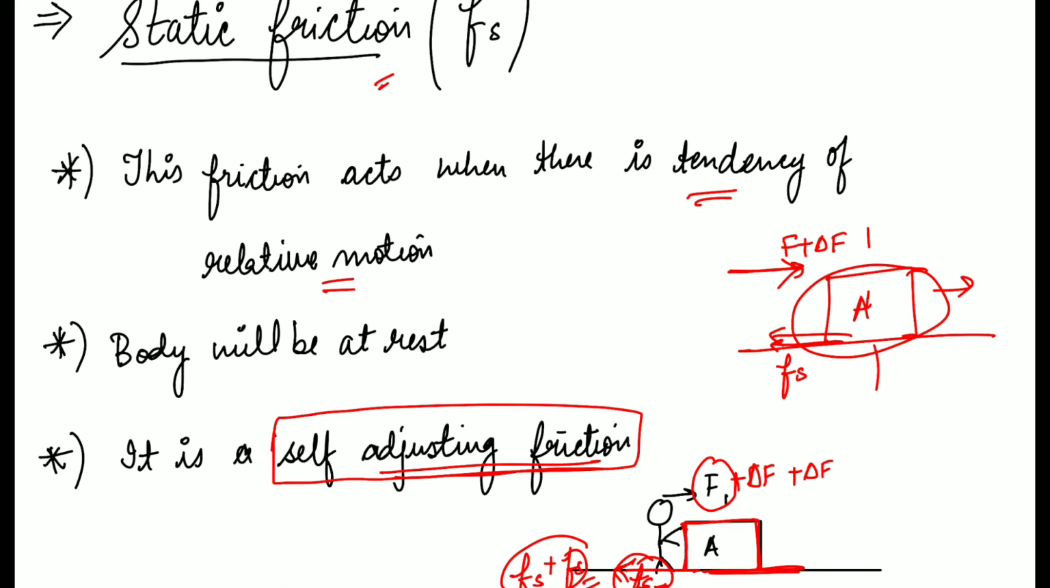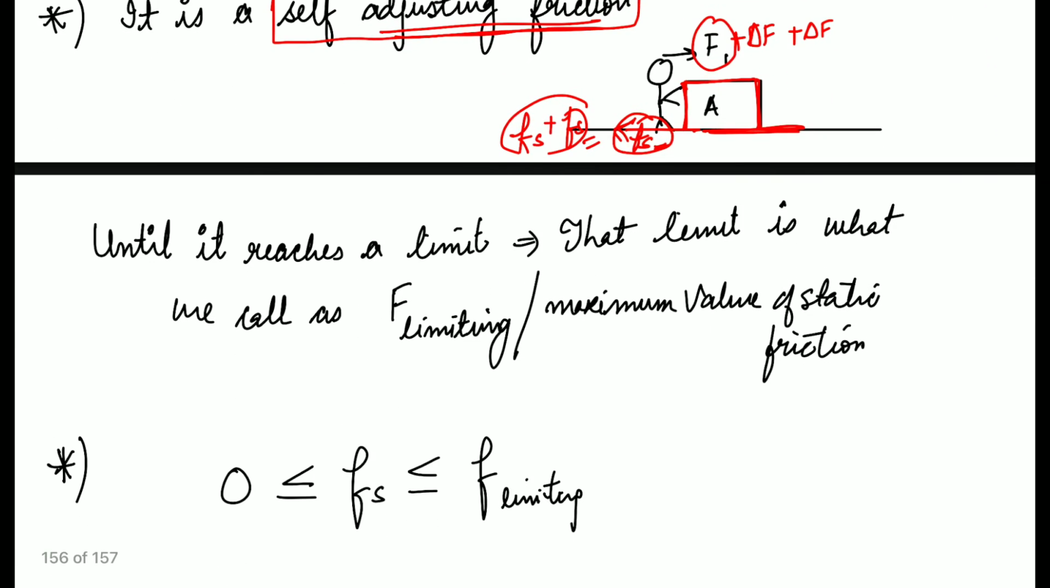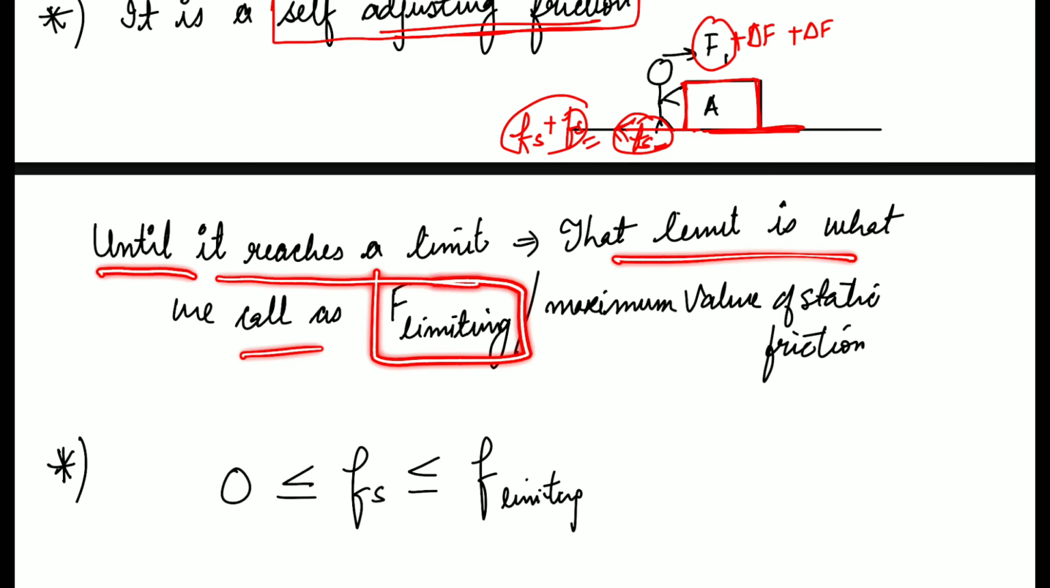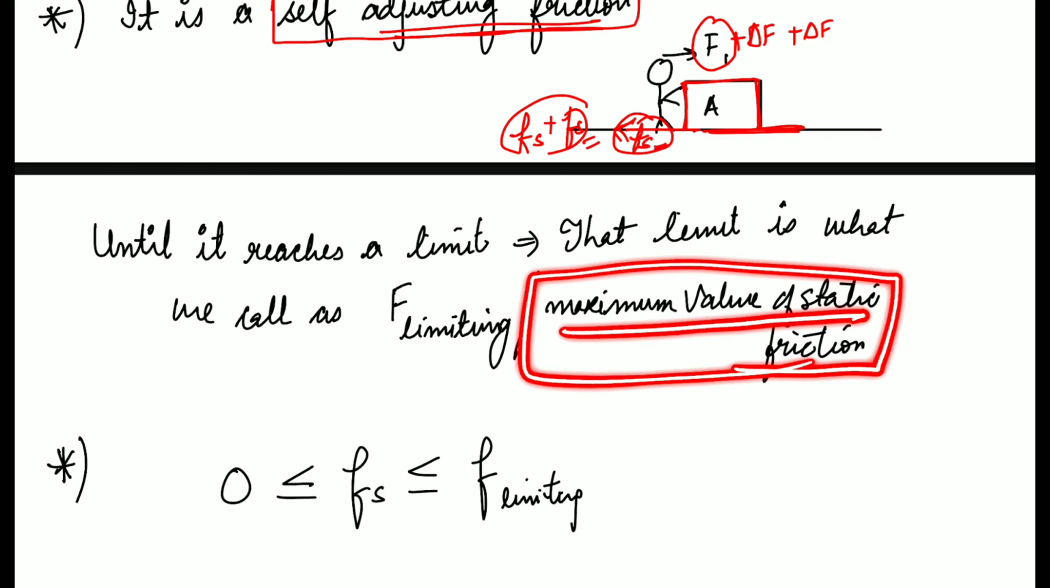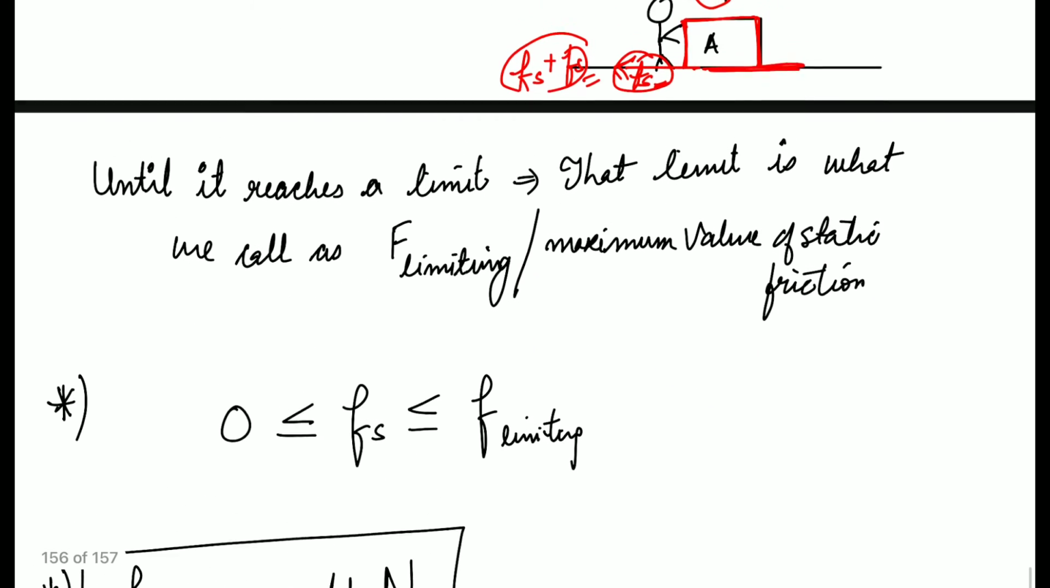It adjusts itself depending upon how much applied force we are applying here, right? Yes, so like I said, it will adjust itself until it reaches a limit. That limit is what we call F limiting, or the maximum value of static friction. I hope you guys can understand, right?